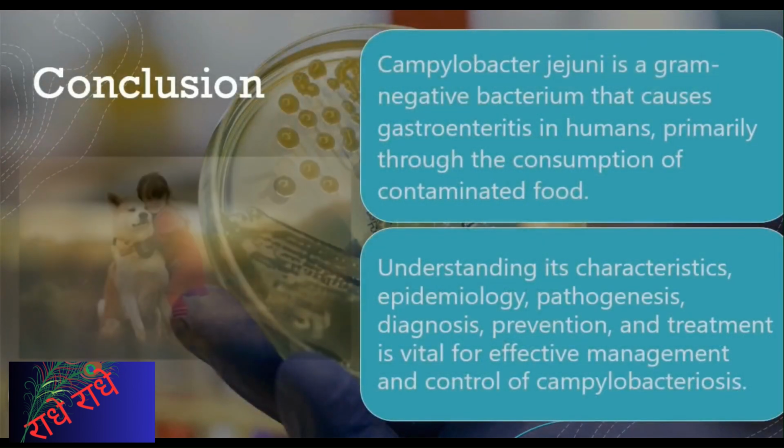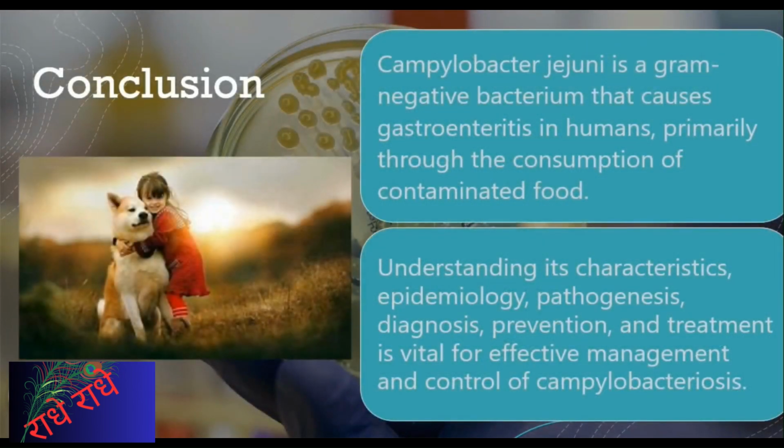Campylobacter jejuni is a gram-negative bacterium that affects humans through contaminated food. To effectively manage and control campylobacteriosis, it is important to understand its characteristics, epidemiology, pathogenesis, diagnosis, prevention, and treatment. Maintaining high hygiene standards in food consumption is essential in order to reduce the risk of exposure to Campylobacter jejuni.